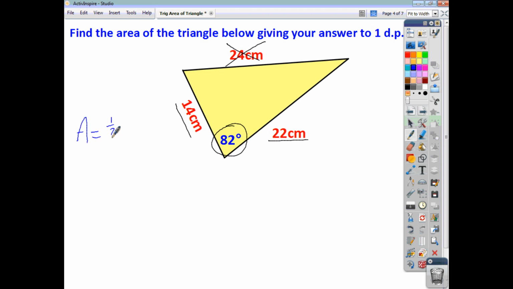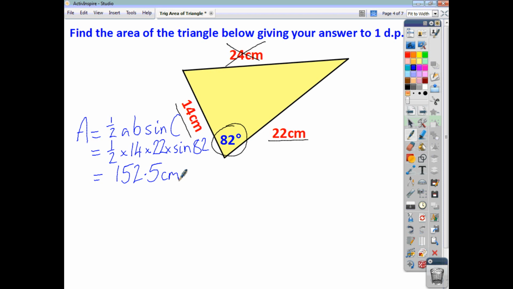So the area is a half AB sine C. So that's going to be a half times 14 times 22 times sine of 82. Work all that out to one decimal place. We get 152.5, and your units are centimeters squared.